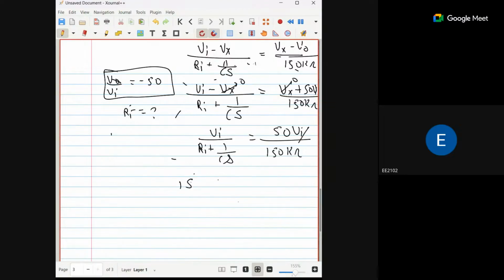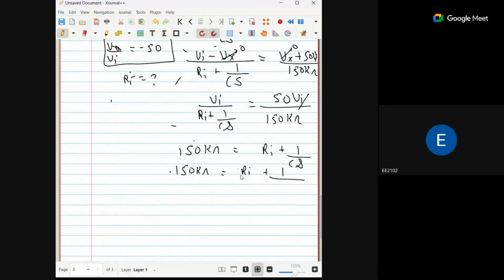So 150 kilo ohm is equal to Ri upon Cs. C value will be 0.1 microfarad, 0.1 into 20. So then what? How do we replace with S? Can you tell? That will be j omega.